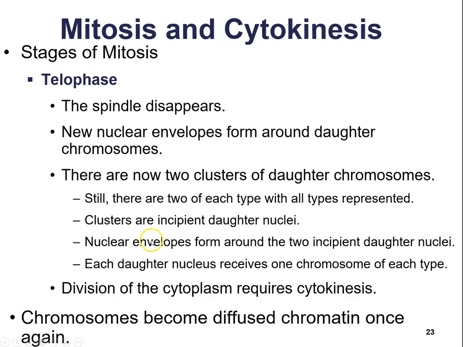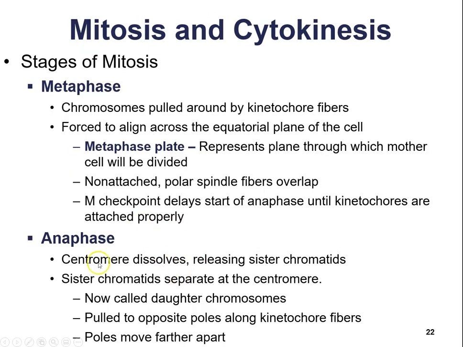All right, next phase is anaphase. Okay, the centromere will dissolve. Okay, the sister chromatids will be released. The sister chromatids separate at the centromere, and now basically you're pulling each sister chromatid to opposite sides of the cell. So as I was saying, in anaphase, the centromere will dissolve so that those sister chromatids can separate from one another. Okay, and then they start to get pulled to the opposite ends of the cell. And now they're called daughter chromosomes because they're now separate.